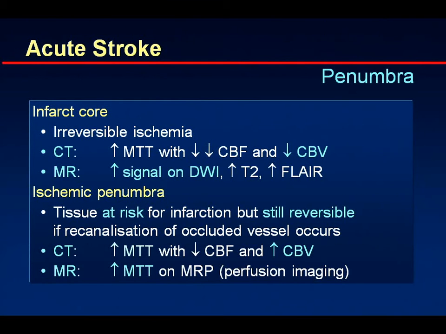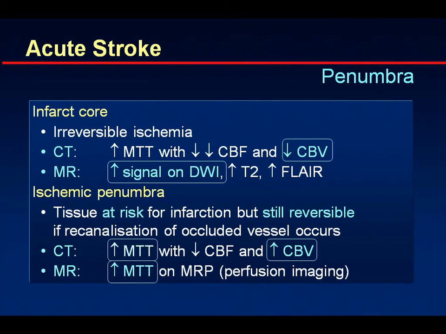Now, how do we detect a penumbra and the infarct core? You can do that with MR as well as with CT. Both of them are equivalent for that. The infarct core in CT is mainly related to the reduction in CBV. We see, of course, an increased MTT, which shows you something's wrong there, but the infarct core is the area where the CBV is dropping.